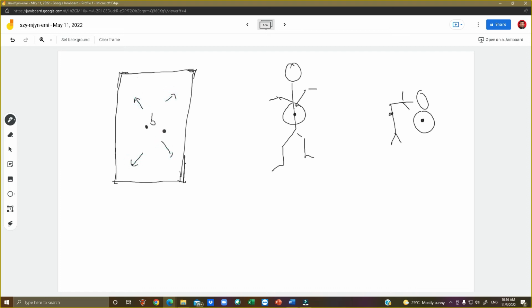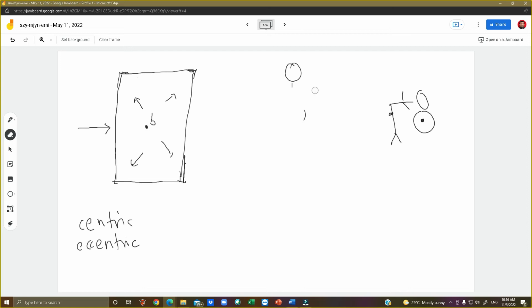Okay, now to understand centric and eccentric, we have two terms here, centric and eccentric force. Centric force is force that is delivered directly to the center of gravity. Okay, that kind of force, we name it as force A.